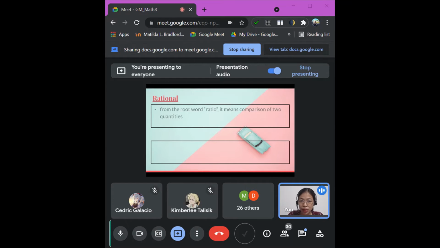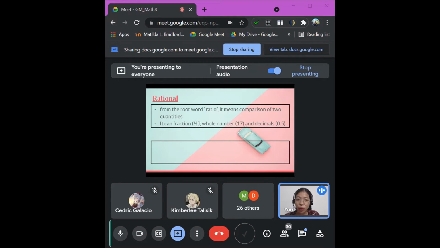When we say rational, that is from the root word ratio, which means comparison of two quantities. If you can still remember in your discussion of ratio when you were in grade 5, grade 6, and also maybe grade 4 as well. So that is rational from the word ratio. Meaning comparison, so siya'y duha ka quantities, or we have two things that we are going to compare. Now, it can be represented as a fraction. It can also be a whole number and a decimal. A rational could be represented in fraction, whole number, and also in decimals.